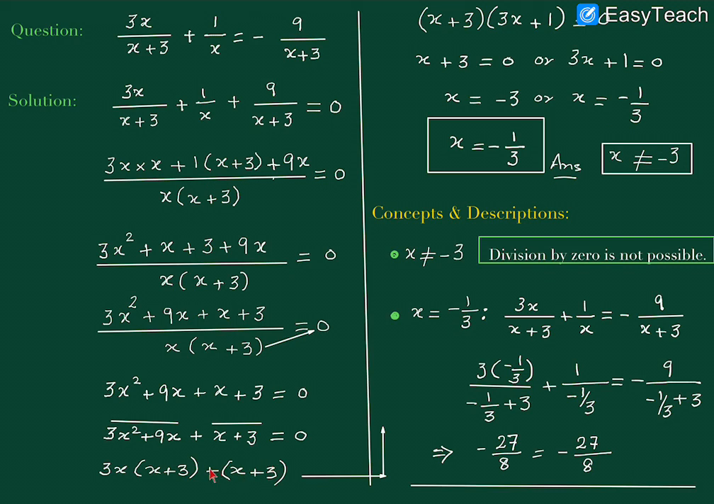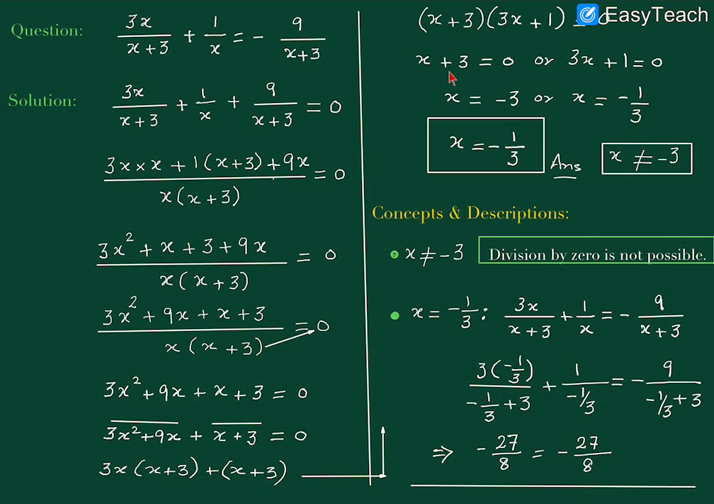Now from this again x plus 3 here and x plus 3 here, so x plus 3 is again common. Here we have written it, and once x plus 3 is common, we are left with 3x plus 1. So 3x plus 1 is equal to 0. So now this expression is equal to 0. So either the x plus 3 factor will be 0 or 3x plus 1 will be equal to 0.